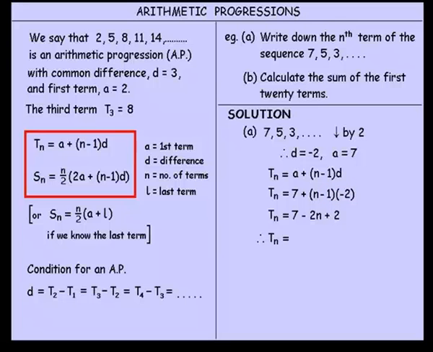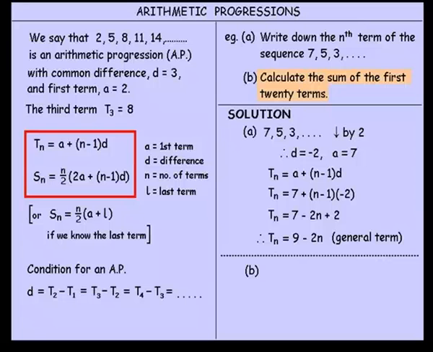So Tn therefore equals, and we simplify that, collecting the like terms, 7 plus 2 is 9, so we have 9 minus 2n. Okay, now the nth term, there we have it, Tn, sometimes known as the general term. The general term. Terrific.